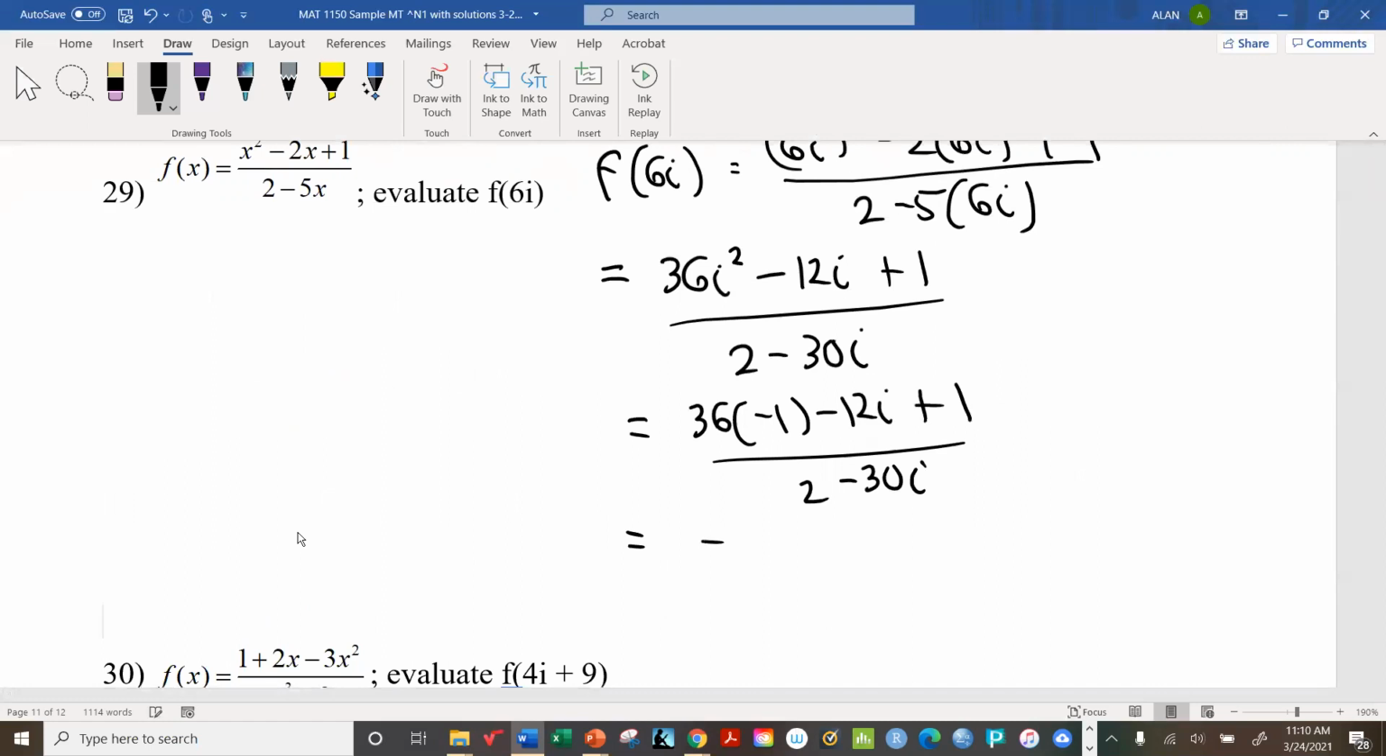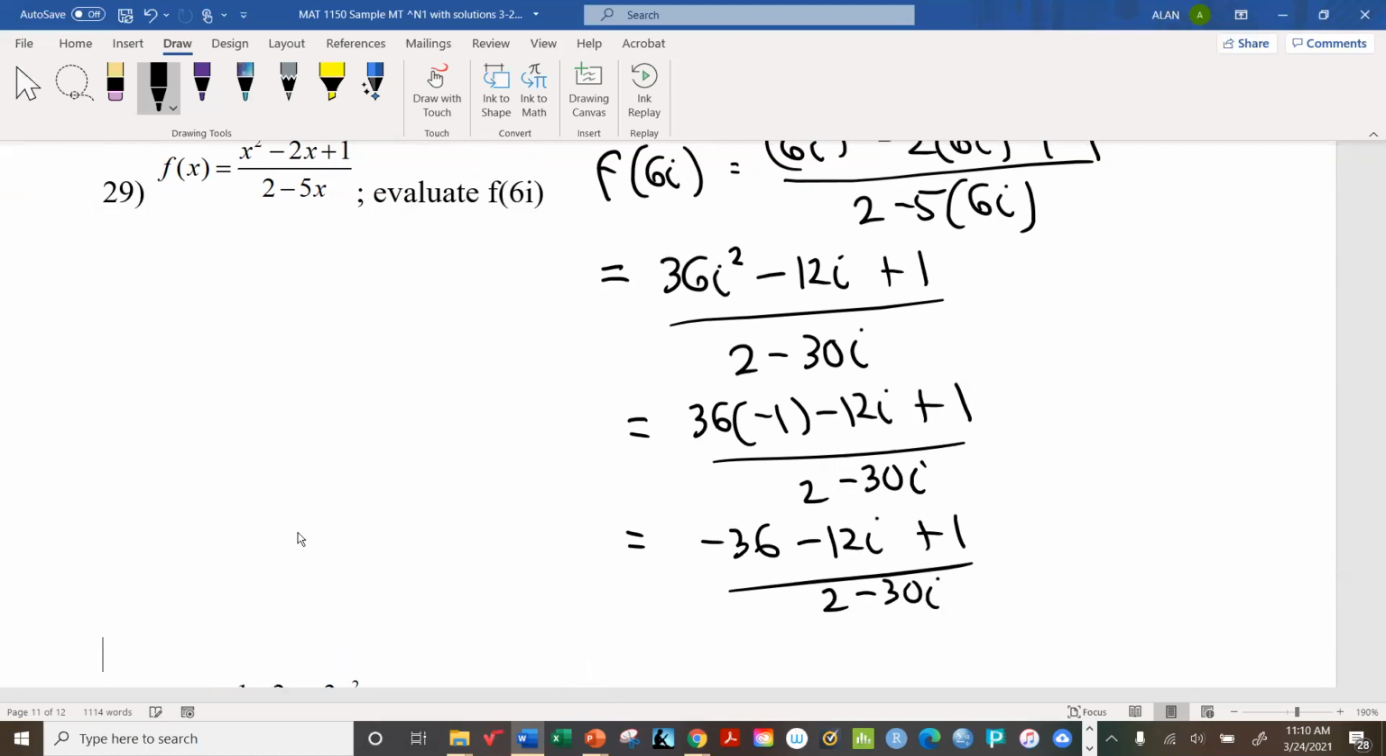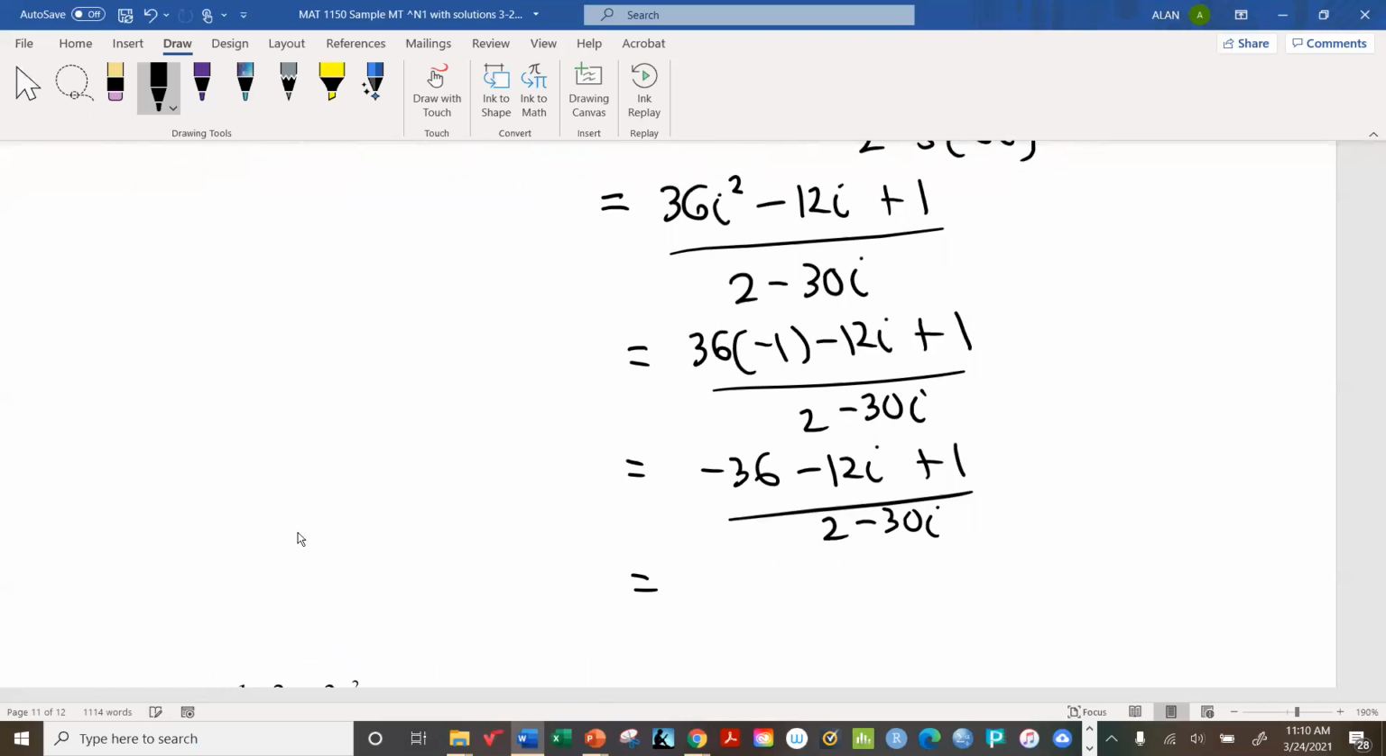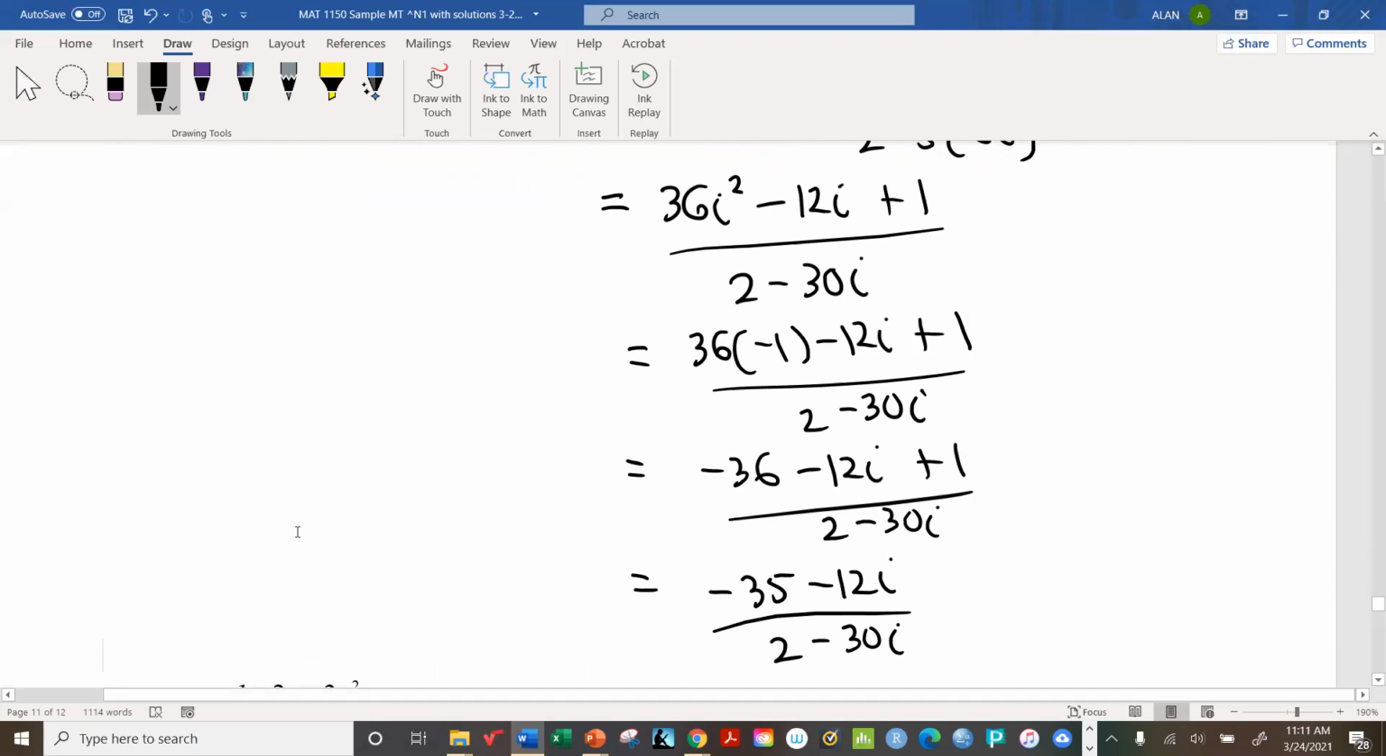Okay, so then we have minus 36 minus 12i plus 1. And so when you consolidate the constants, you'll have minus 35 minus 12i all divided by 2 minus 30i. And at this point, you can stop. There isn't any realistic way of simplifying this any further. And that's it, you're done.